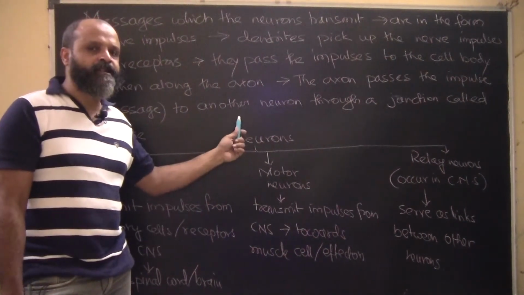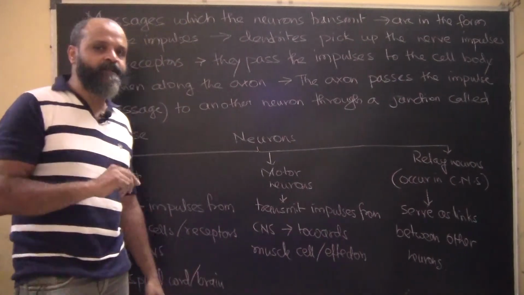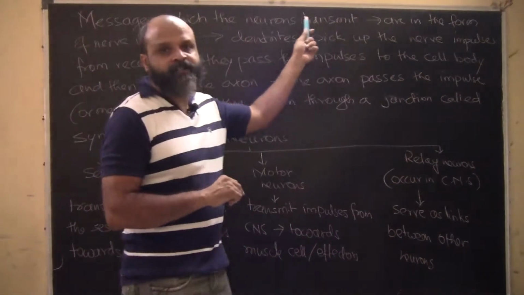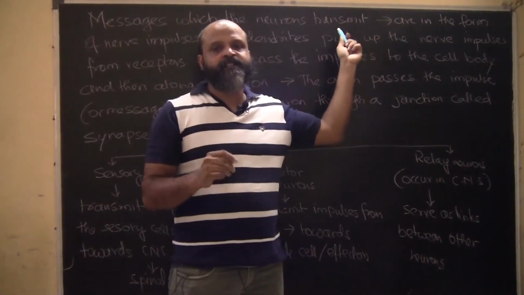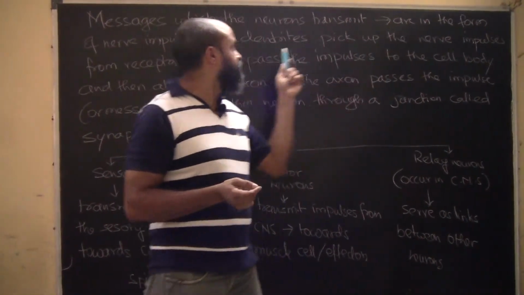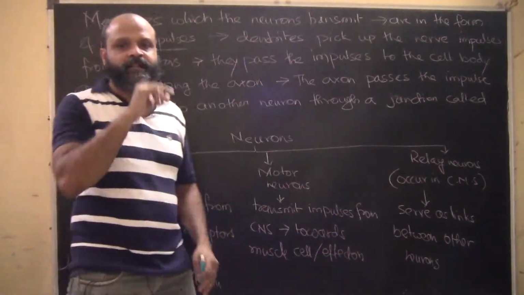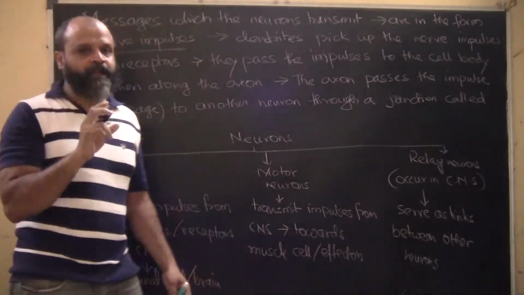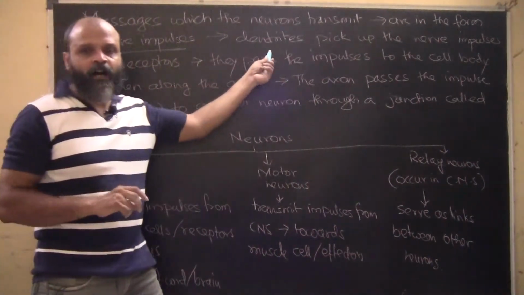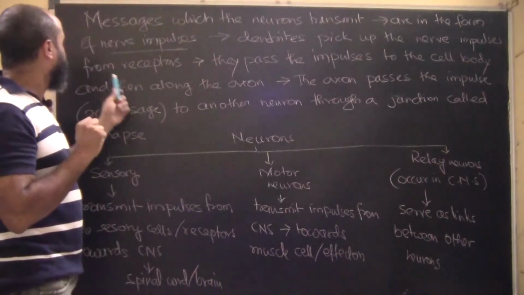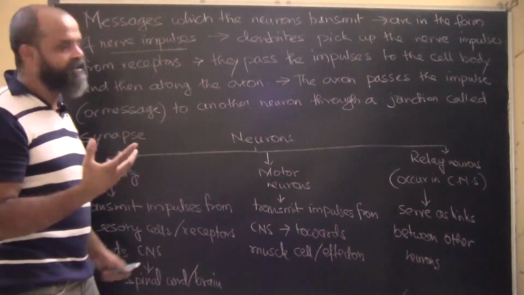Now we are going to consider how the information is transferred. The messages transmitted by the neurons are in the form of nerve impulses. How are nerve impulses transmitted? The dendrites pick up the nerve impulses from receptors. So there are certain receptors.